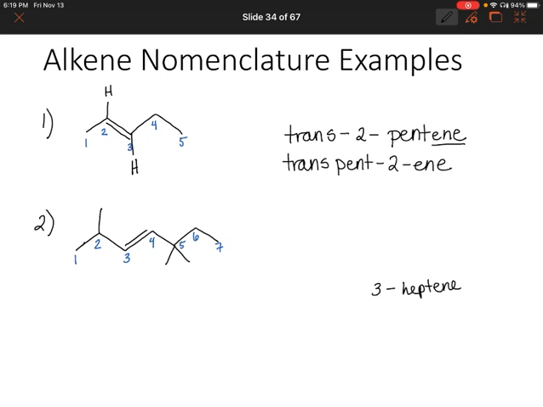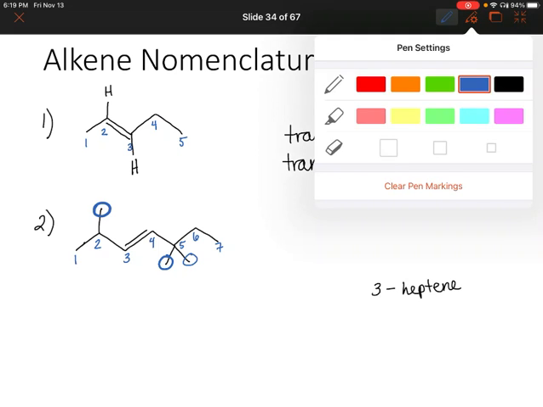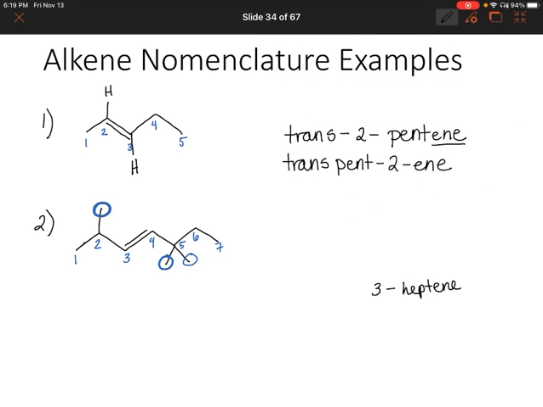And then it looks like we have a few substituents. So we have 3 methyl groups, and they're located at position 2 and position 5. So we're going to write 2, 5, so 2, 5, 5, dash trimethyl dash 3 heptene.